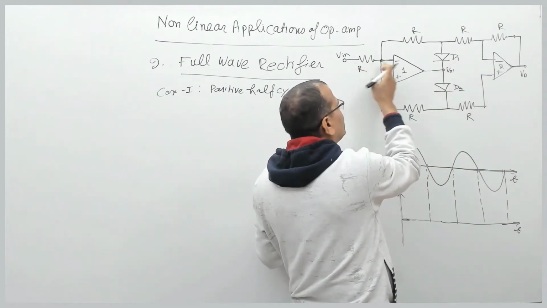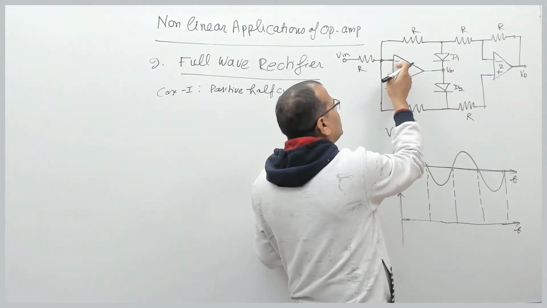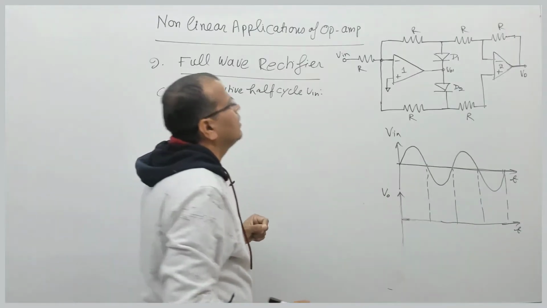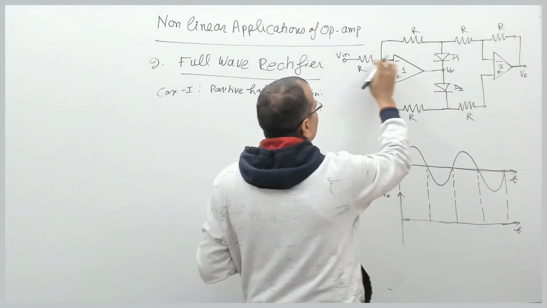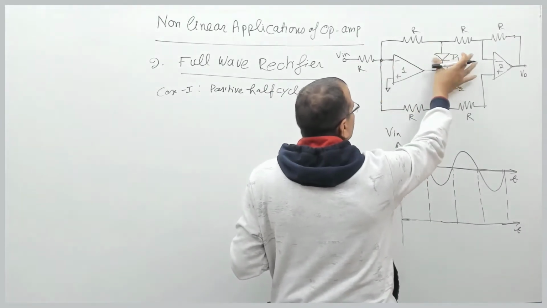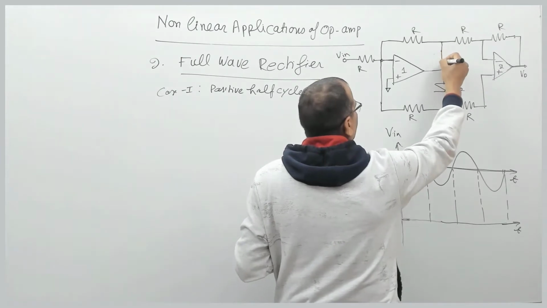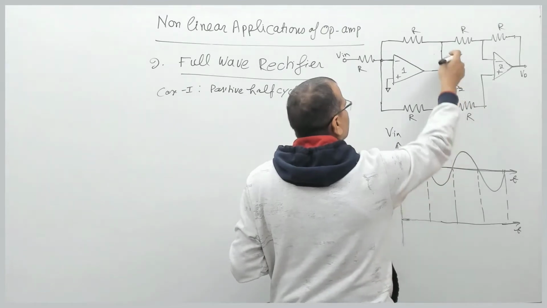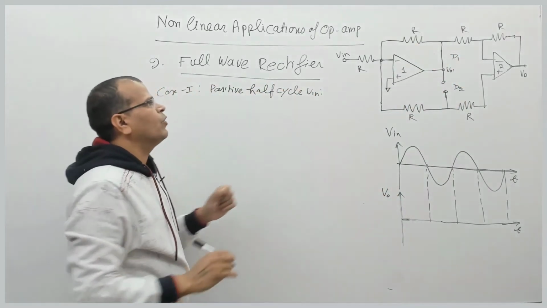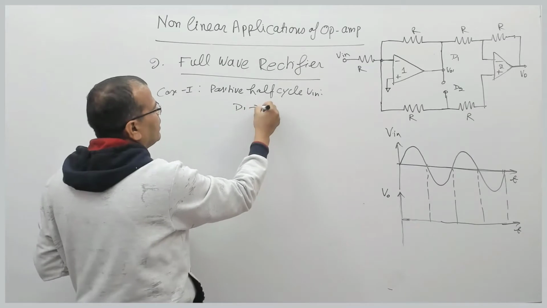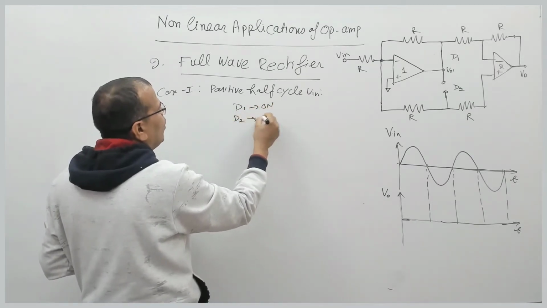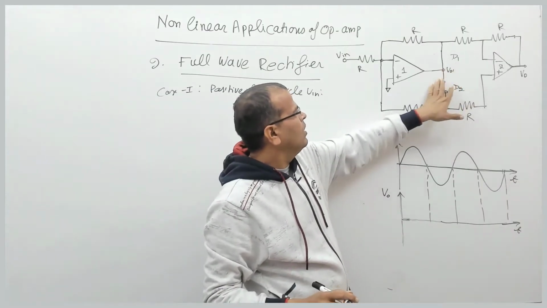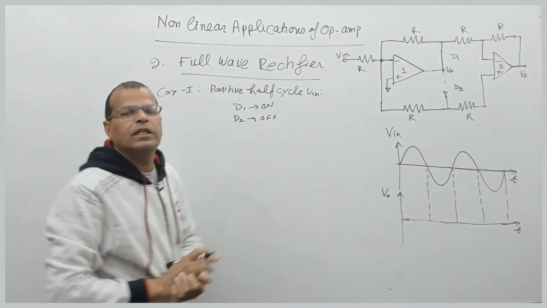When input voltage is positive, because of the input at the inverting terminal, this voltage becomes negative. So when this voltage is negative, the diode D1 will be on and diode D2 is off, because it is reverse biased, while D1 is forward biased. This is the equivalent circuit. So during the positive half cycle, D1 is on and D2 is off. So when this is off, this will be the equivalent circuit.